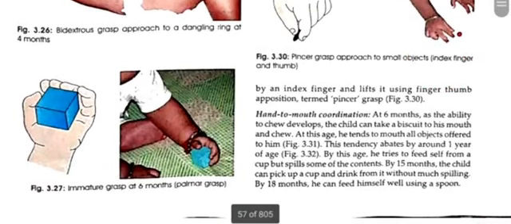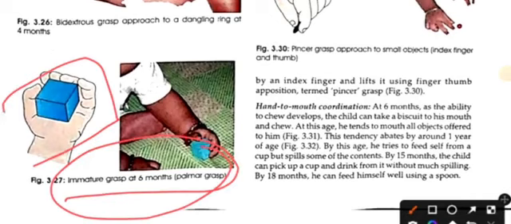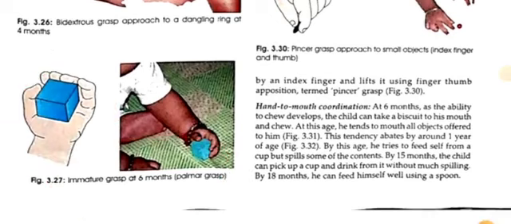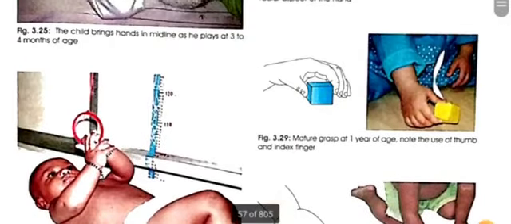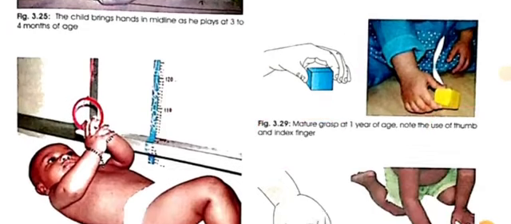Immature grasp at 6 months. Palmar grasp. This is immature grasp at 6 months, palmar grasp, and this is mature grasp at 1 year of age, using thumb and index finger.